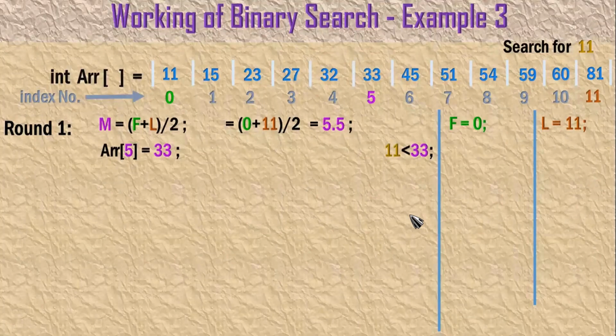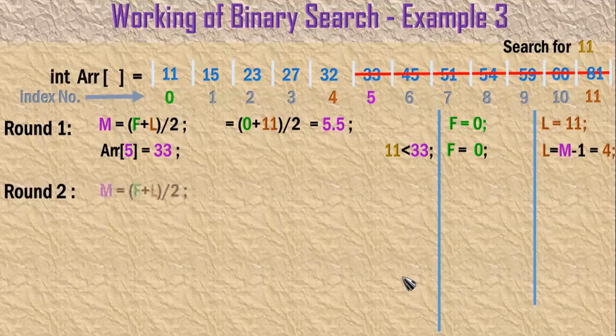11 is lesser than 33. So greater than the middle element index numbers, we don't need to search. The first index of the new segment of the array will be 0. The last index will be middle index minus 1, that is 4.